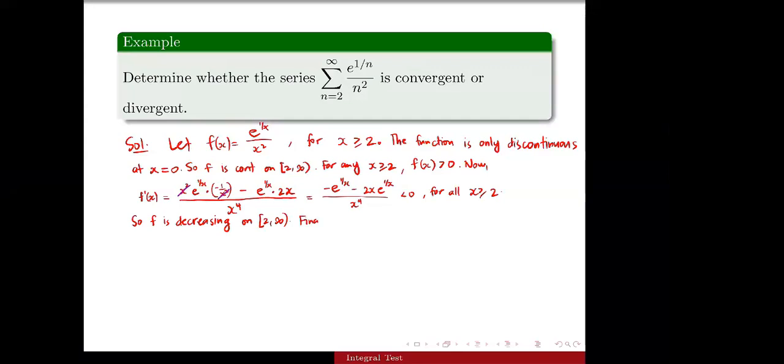Finally, we have f of n, which is e raised to 1 over n squared, for n in the set of natural numbers except 1. In fact, even if we include 1, we can still have that, but we don't care about that term. But anyway, we'll just start from 2. So the integral test applies.